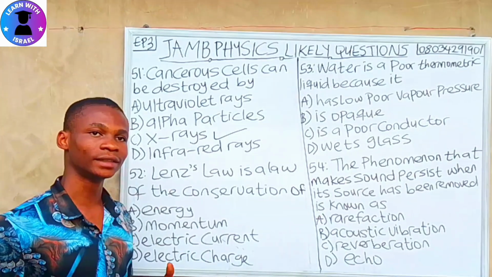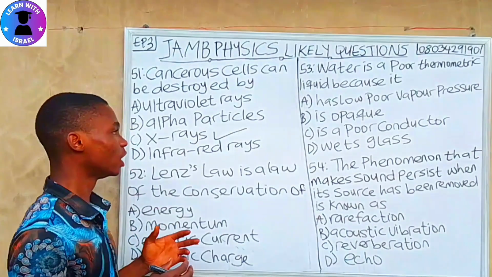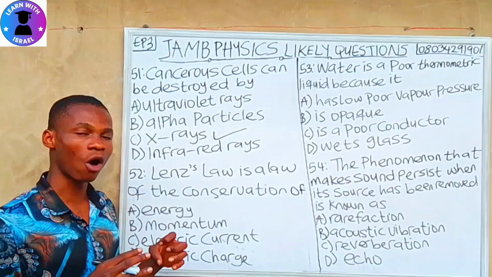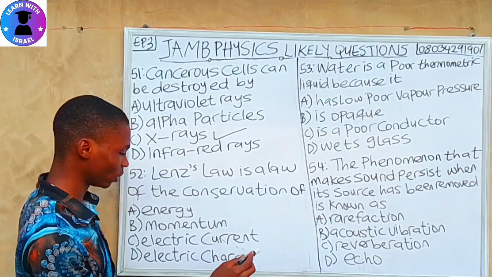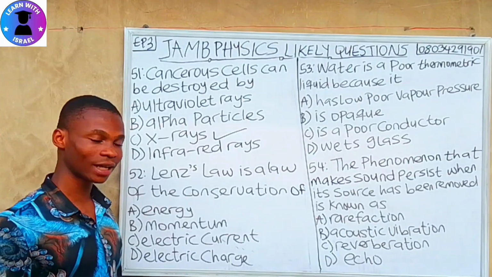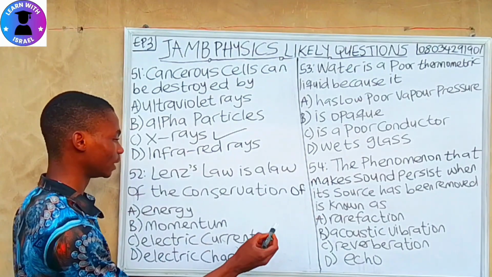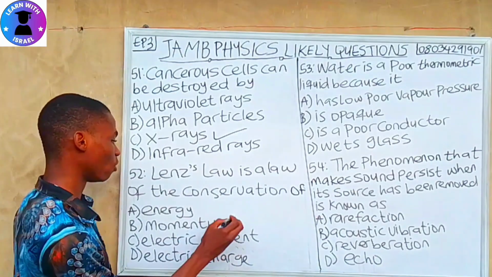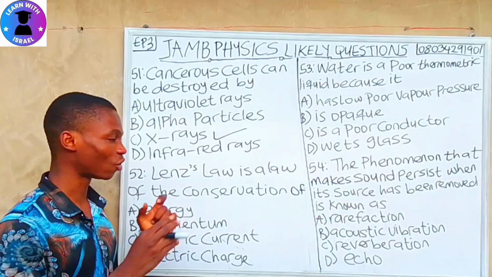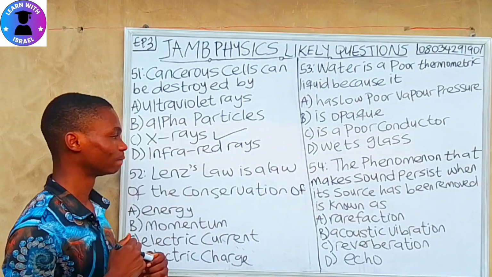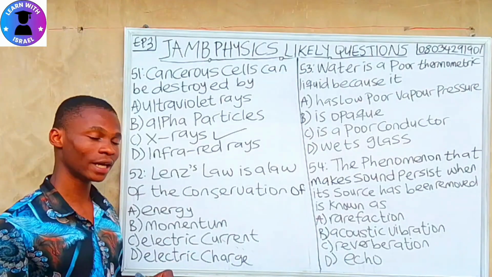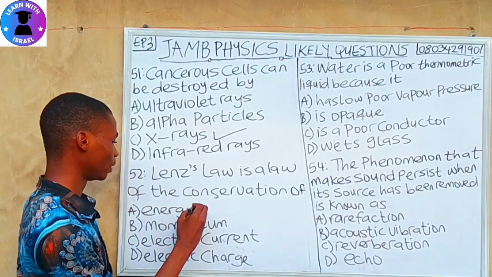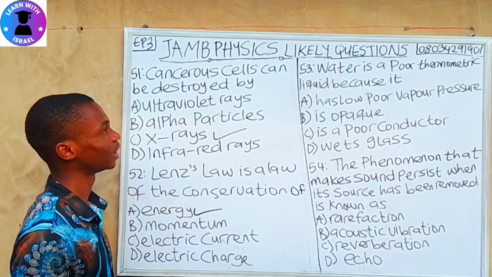In physics or even in biology, we only know what we call conservation of energy. There is nothing like conservation of electric charge, electric current, or momentum. What we only have is conservation of energy. So Lenz's law is a law of the conservation of energy, which is the correct answer.